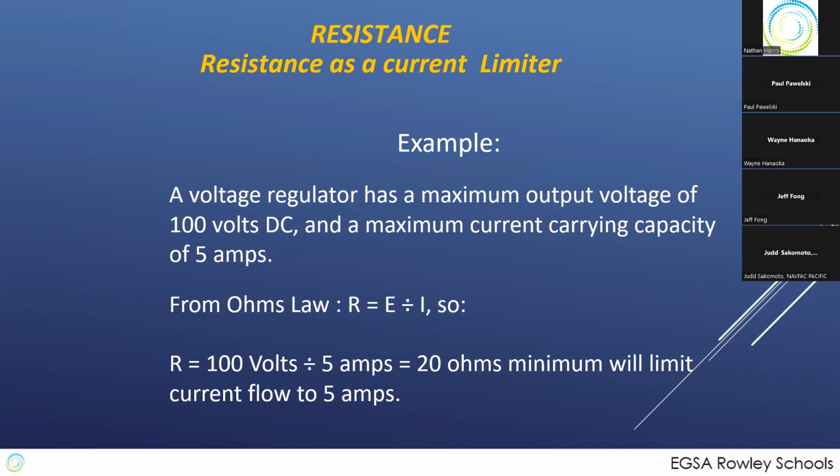E equals IR, so you swing that around. Resistance is basically voltage divided by current. So the resistance for 100 volts and 5 amps means you need to have a coil that's at least 20 ohms resistance. If you try to hook this particular voltage regulator onto a coil that has less than 20 ohms resistance, what's going to happen is when you power it up and start putting a load on the machine, you're going to fry the voltage regulator.